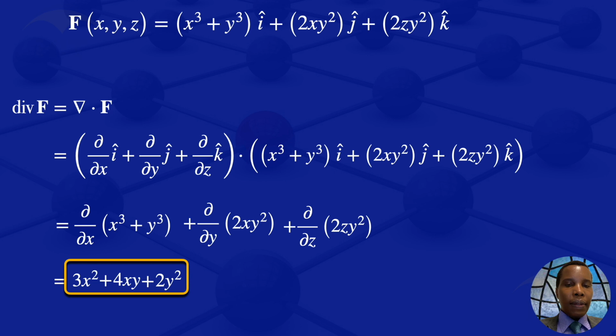And what we should recall is that when we are taking the dot product of two vectors, the result that we get is a scalar. Using that information, we will know that the divergence of a vector field is a scalar.